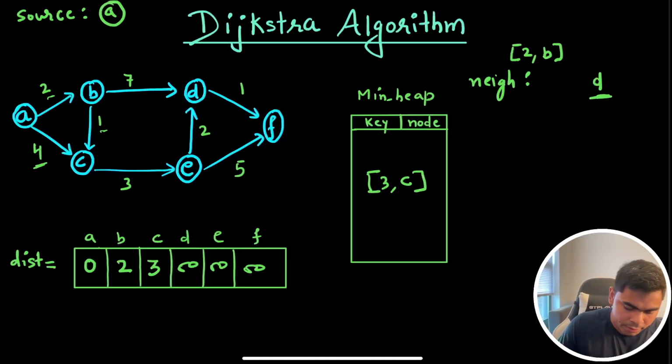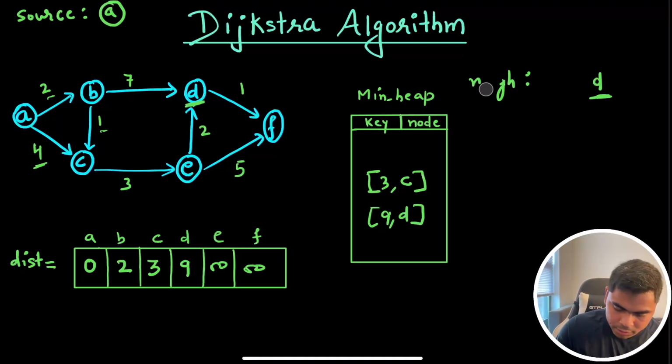Now I'll come to D. I'm right here. So what is the distance right now in my distance array? It's infinity. So I will update this with 7 plus 2. 7 plus 2 is 9, and then I will append that to my priority queue, 9 and D. Now I'm done visiting B.